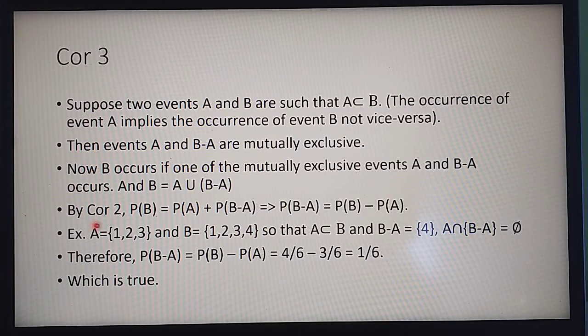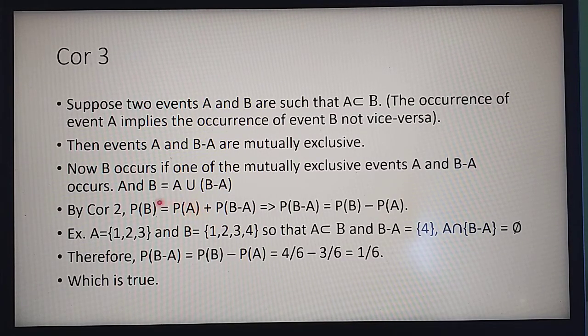By corollary 2, P(B) is equal to P(A) plus P(B minus A). So this implies that P(B minus A) is equal to P(B) minus P(A), by simplification, if P(A) comes to this side. This result is very important, and see this example.